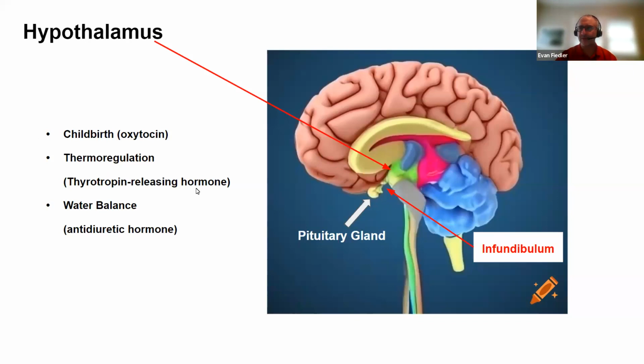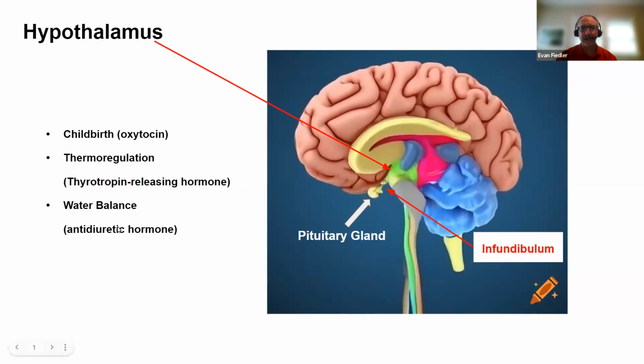Thermoregulation. Thyrotropin releasing hormone, produced by the hypothalamus, travels to the anterior pituitary gland, causing the release of thyroid stimulating hormone, which goes to the thyroid gland. And if you're cold, it will increase the metabolic rate. Because no reaction is 100% efficient, that'll produce heat. It'll do the opposite if you're too warm. It'll slow down the metabolic rate.